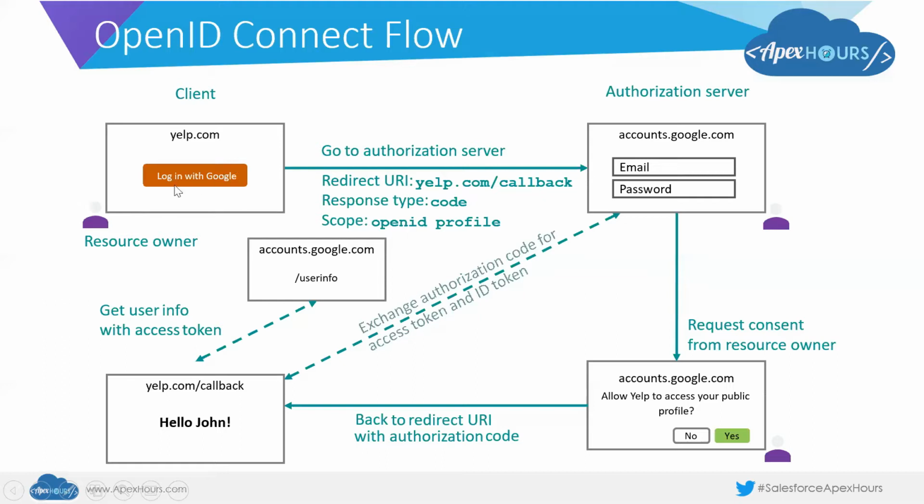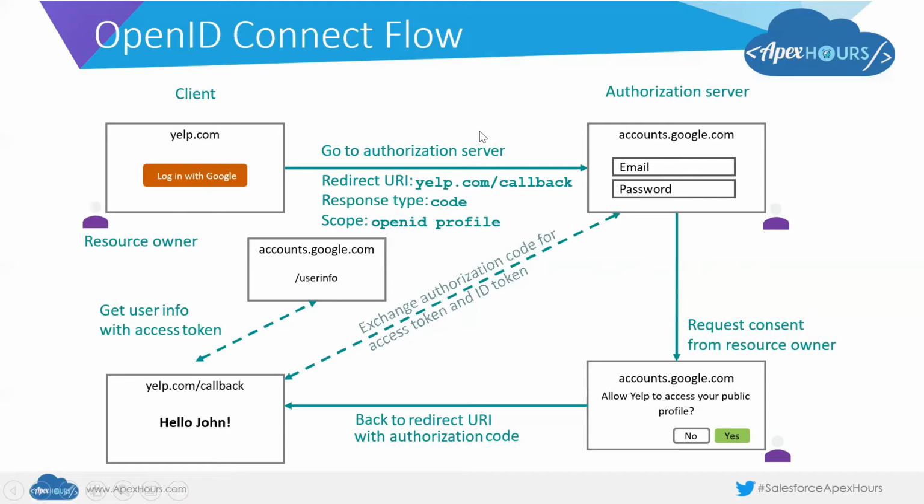Now, once the user clicks on that button, say in this case we are considering Gmail. So once the user clicks on the login with Gmail button in our Salesforce sign in page, at that time the user will be redirected to the authorization server. Now, whose authorization server will it be redirected to? It will be redirected to the authorization server of this particular provider. If it's Gmail, it will go to Gmail's authorization server.